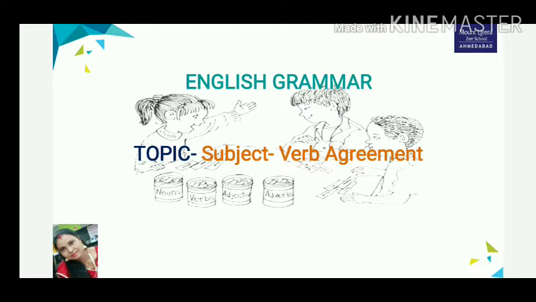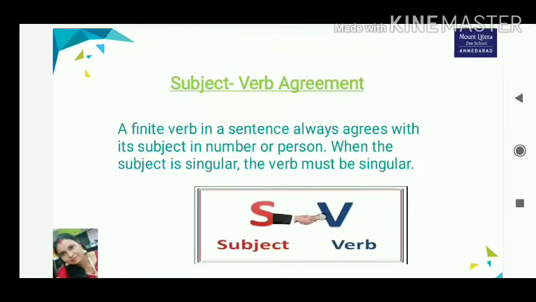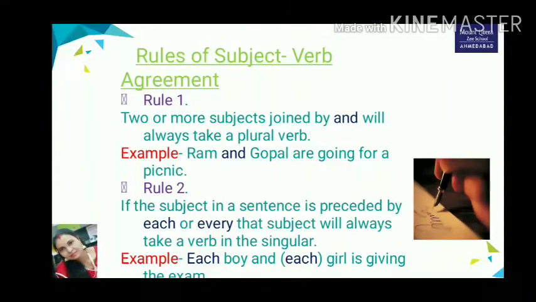Today I am here with one of the grammar topics, that is subject verb agreement. Let's begin. In subject verb agreement, a finite verb in a sentence always agrees with its subject in number or person. When the subject is singular, the verb must be singular. For showing subject verb agreement, there are some rules in English grammar. So, one by one, we will discuss all these rules.